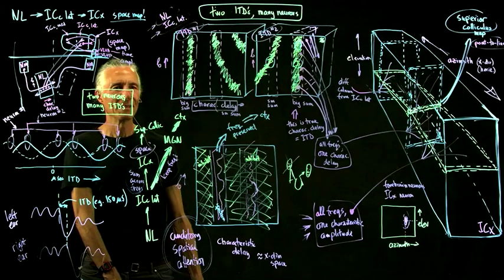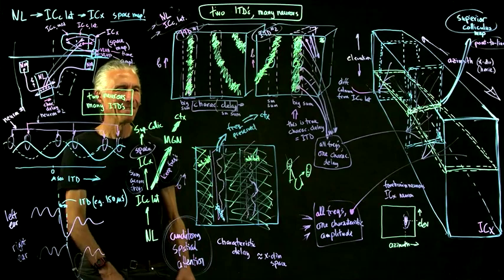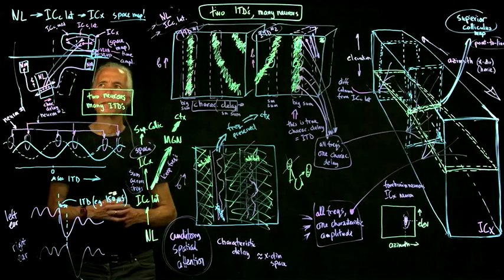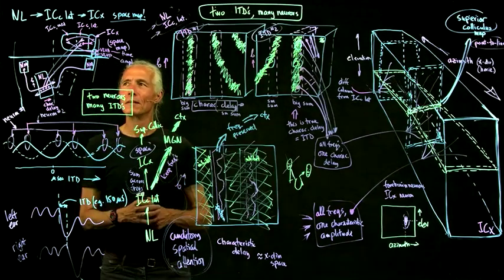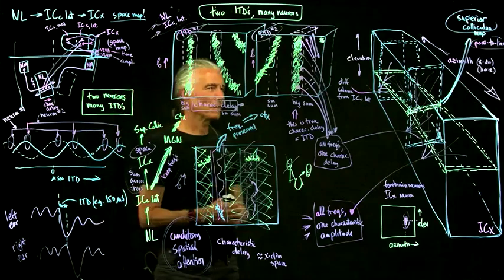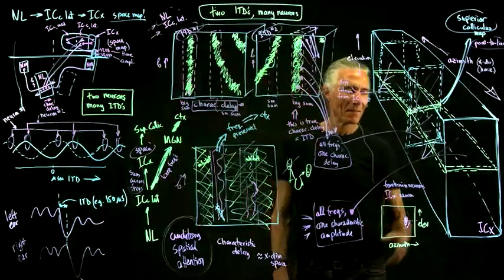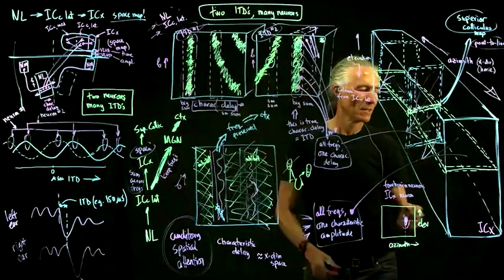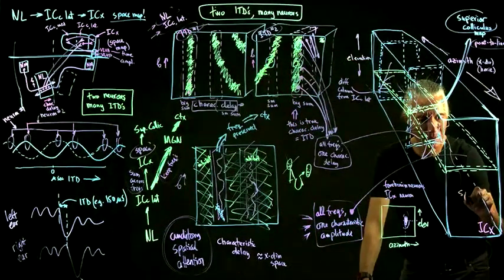Okay, any little questions? We can all rewind to the very beginning. All good on the space map. This is the ICx SpaceMap.